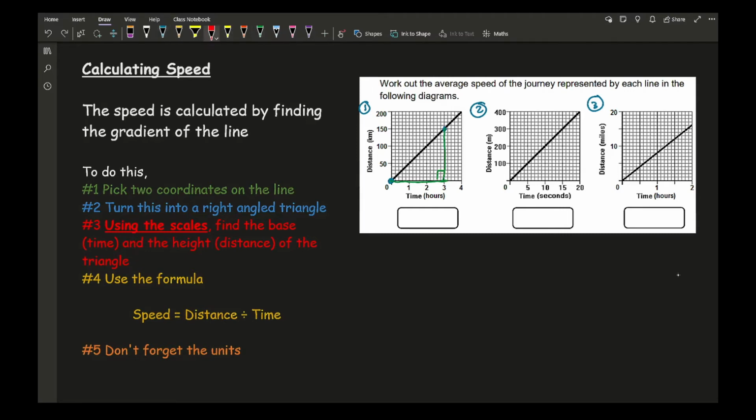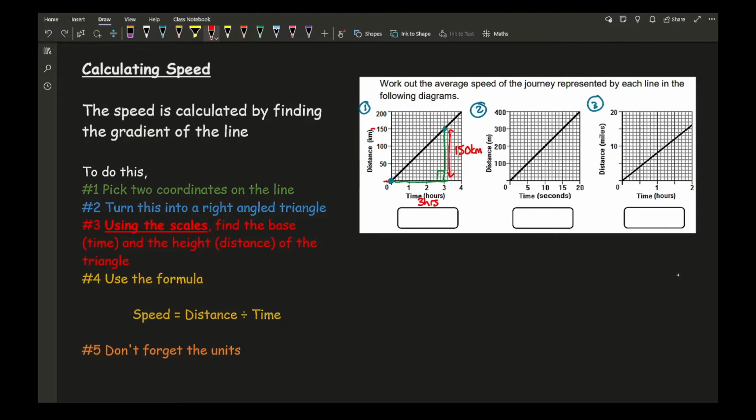So let me get the red pen. Here we can see that the base is 3 hours and the height is going to be from 0 to 150, so that's going to be 150. The key thing to remember here is we're not counting the squares going across and up. What we're doing is using a scale to work out what the height and the base of that triangle are going to be. Now the 4th step we need to do is, using these measurements, use the formula of speed equals distance divided by time.